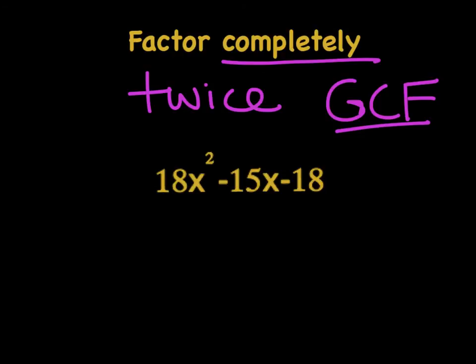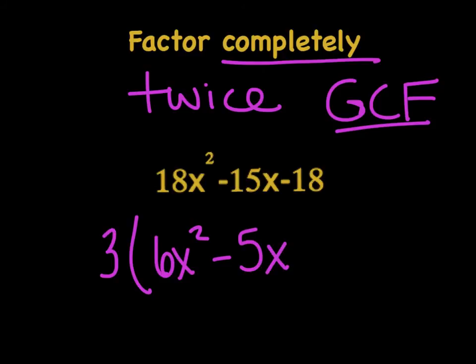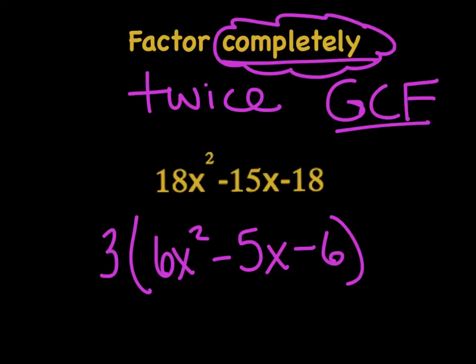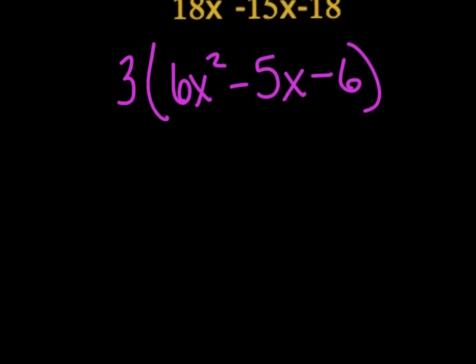I would say 3 goes into all of those. So I'm going to pull out the 3 and say I get 6x squared minus 5x minus 6. Now, you probably want to be done there, but that word "completely" is telling you you've got to go again. So let's get ready to factor this.